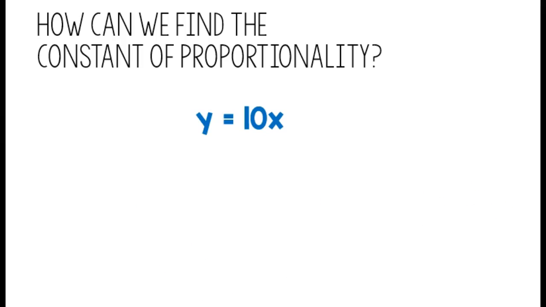Last but not least, how do you find the constant of proportionality given an equation? Well, like we just said in our last slide, we know that y is equal to kx. It's the constant of proportionality times x that will give you y. It's how much you multiply x by to get y. So in this case right here, it's very straightforward. Our k value is going to be 10. Our constant of proportionality in this equation right here is 10.